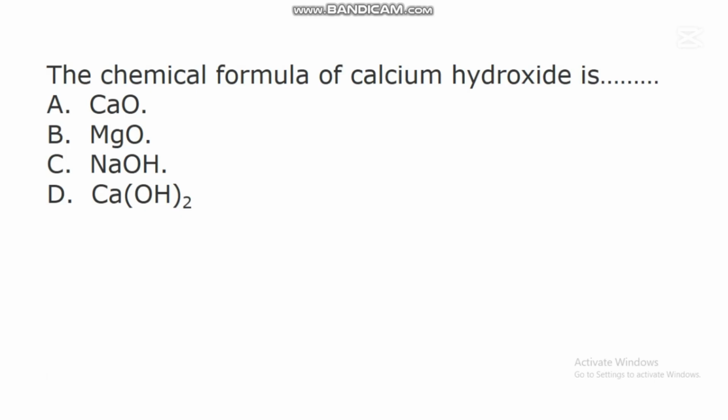The next question says, the chemical formula of calcium hydroxide is dash. A. CaO. B. MgO. C. NaOH. D. Ca(OH)2. In this question, the correct answer is D. So option D is the chemical formula of calcium hydroxide.